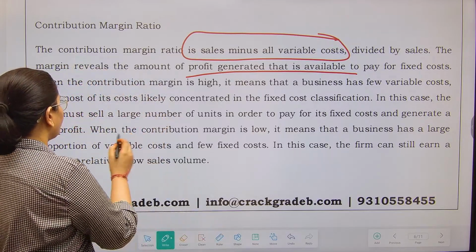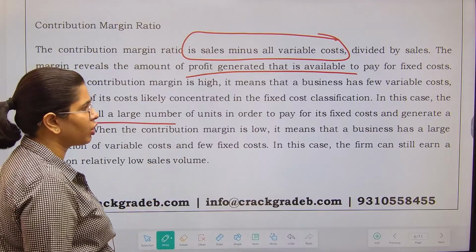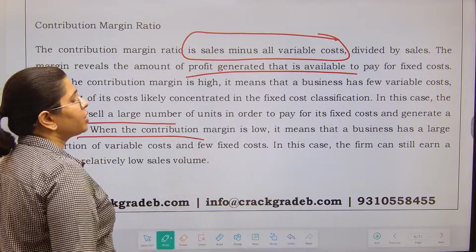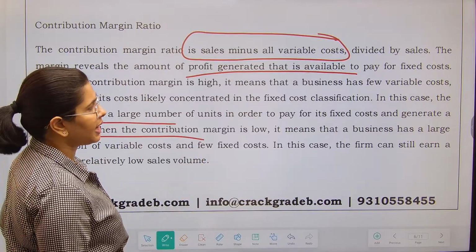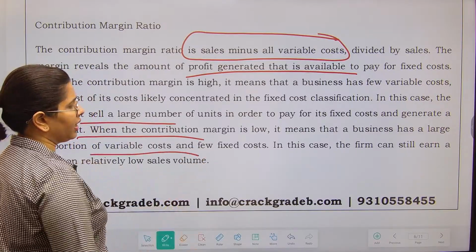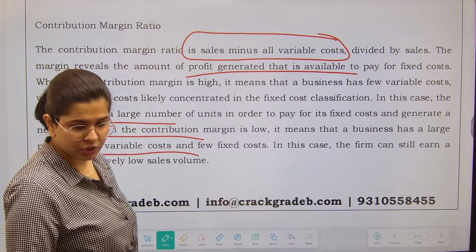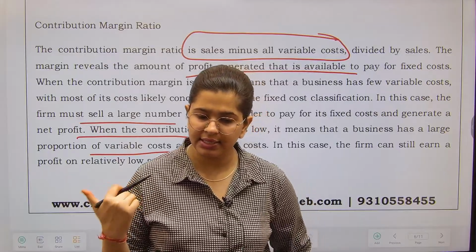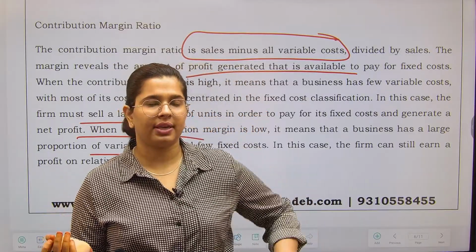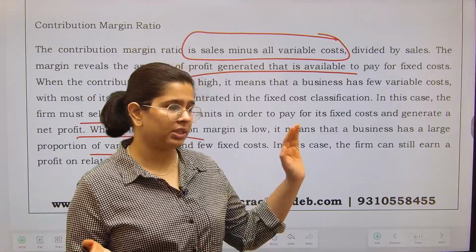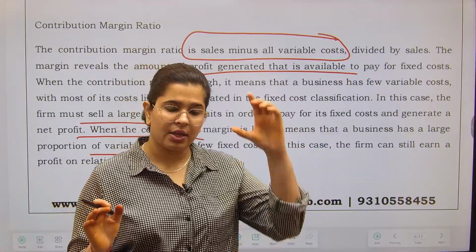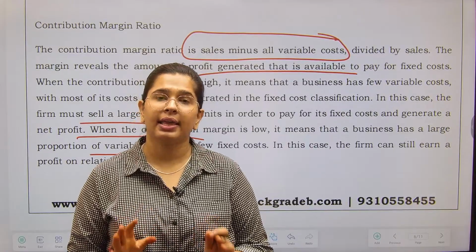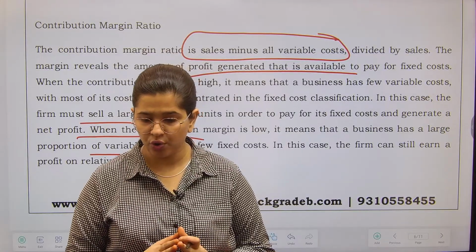In this case, the firm must sell a large number of units in order to pay for its fixed cost and generate a net profit. When the contribution margin is low, it means that the business has a large proportion of variable cost and fewer fixed cost. जब contribution margin ज़्यादा हो, in that case, this is the scenario. I have told you what variable cost is. I have told you what fixed cost is. That much detail is not required. You just have to focus on the above 3 lines: what contribution is and how it can be calculated. This is all that you need to know.